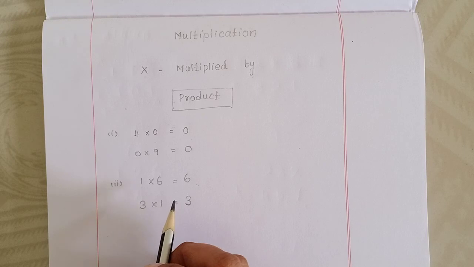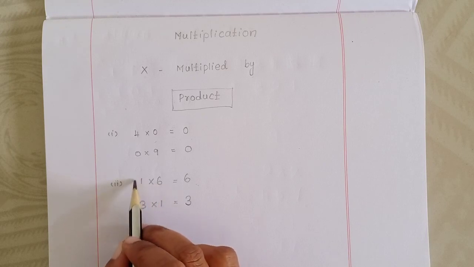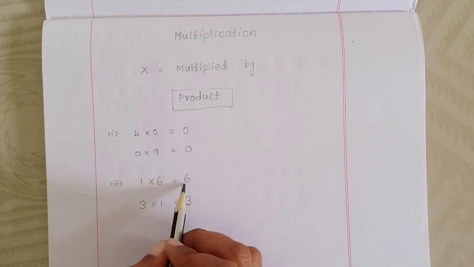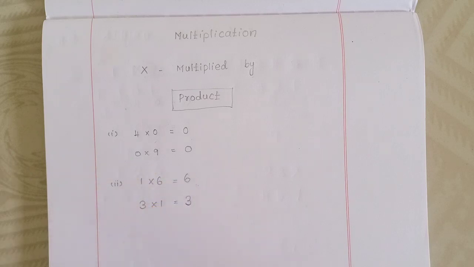Okay, the product of any number multiplied with 1 is equal to the number itself. Then see the third property. For every multiplication fact there are 2 division facts.